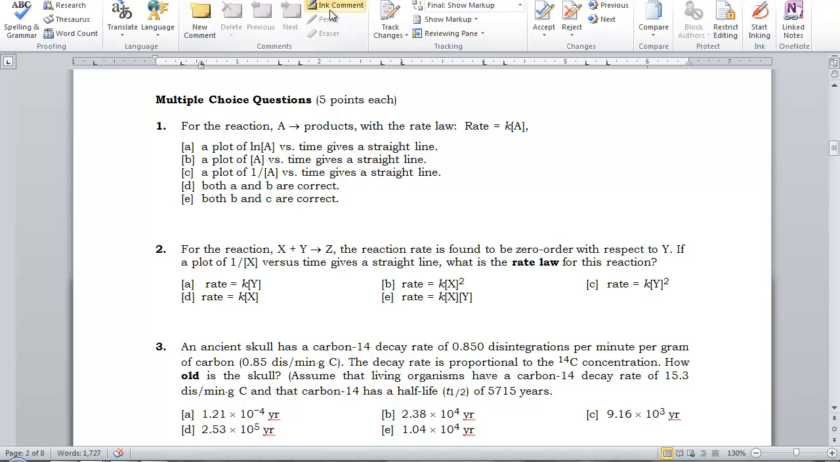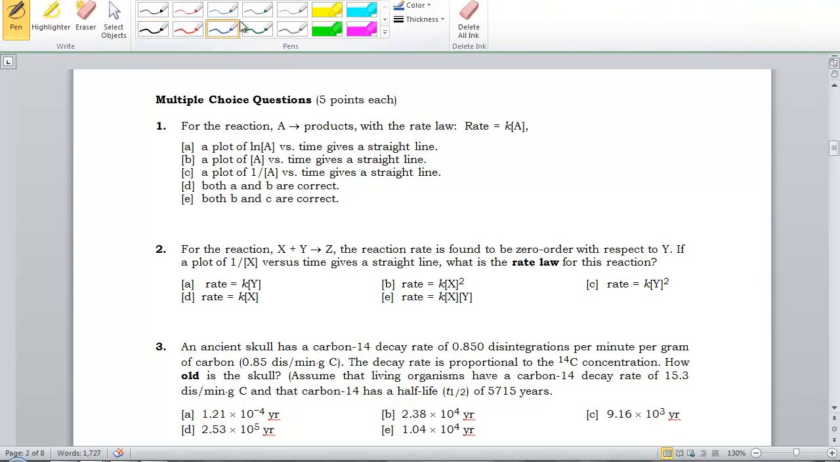Now, as I look at this first question, I notice in my choices it's talking about plotting data, so my initial thought is, I'm thinking about linear equations that have a straight line form. The other thing that I notice is the rate law that's given where the concentration of reactant has an exponent of 1. So that tells me this is a first order reaction. And since I'm looking at straight line plots, I think about the integrated first order rate law that has a linear form, and that is this one.